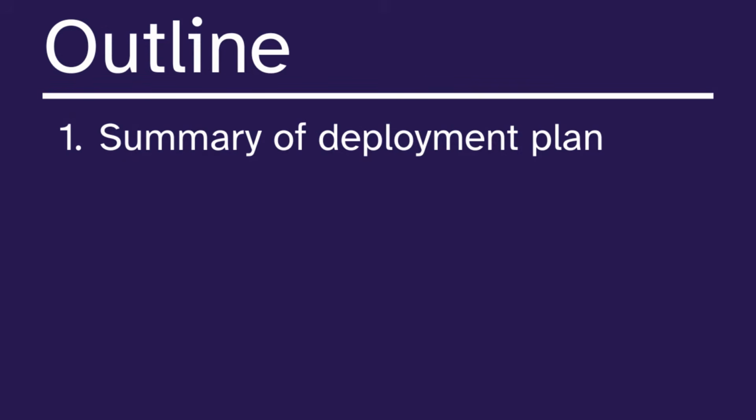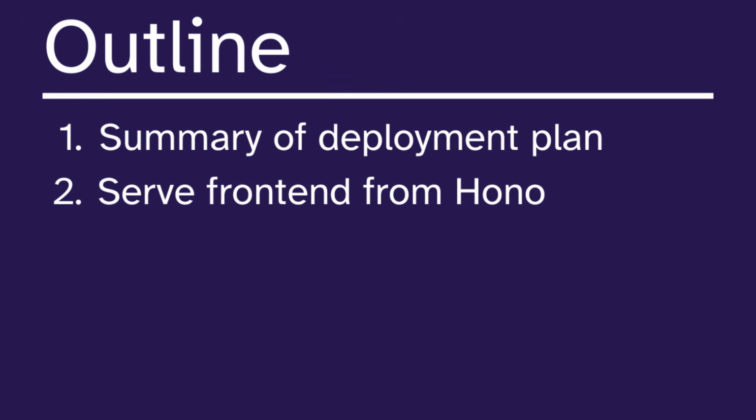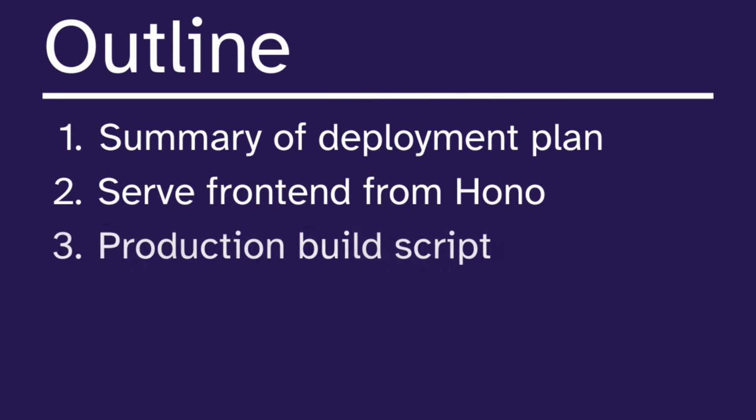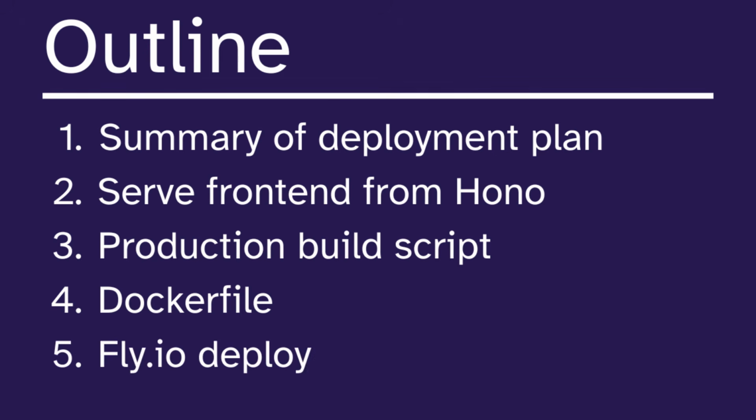Here's a quick outline of what I'm going to cover in the video. Chapter 1, I'll give you a quick summary of the deployment plan. Chapter 2, I'll then write the code so that the Hono REST API can serve the front end. Chapter 3, I'll then create and test a production build script to build both the front and the back end code. Chapter 4, I'll then write the Dockerfile, which will containerize our production application code with all of the necessary dependencies. And then Chapter 5, I'll deploy our Docker container to fly.io and test out the to-do list app live on the internet.